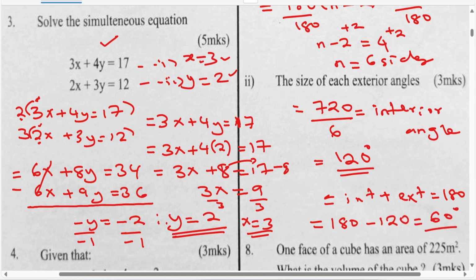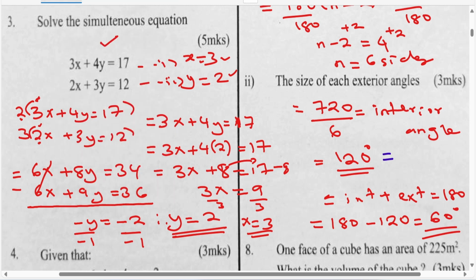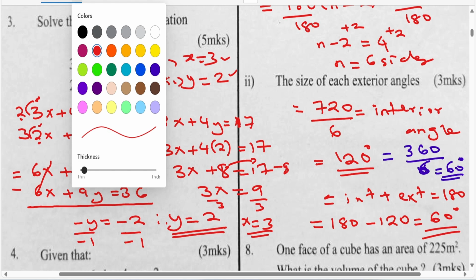So another way, let me use another pen to show you the other way. The other way is easier. You can take 360, because the exterior angles of any shape add up to 360, divided by the number of sides, which here is 6. So at the end of the day it is still 60 degrees. This is a simpler way, isn't it? Okay, let's continue.